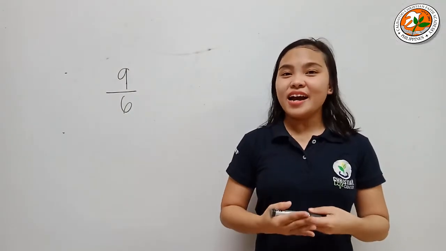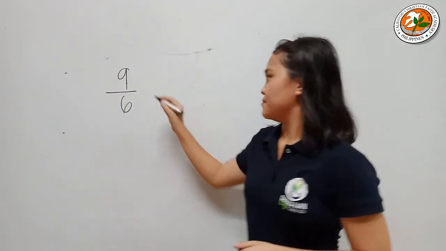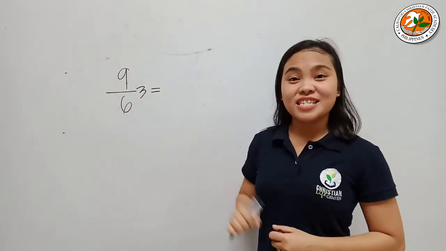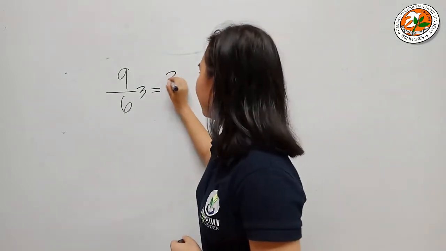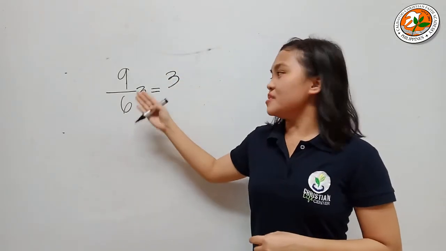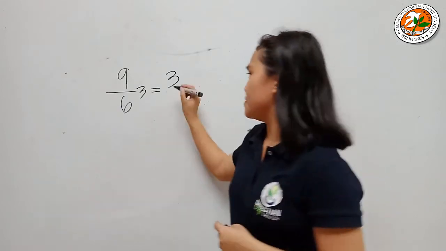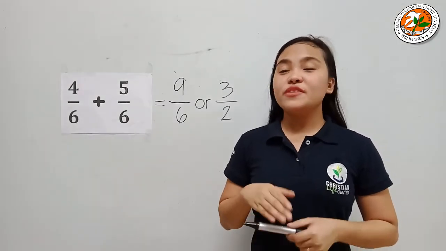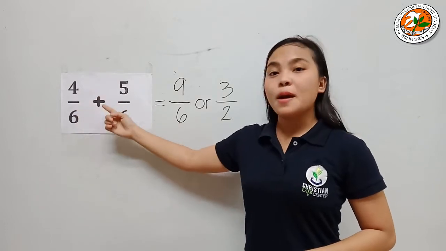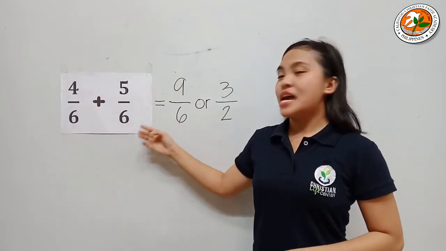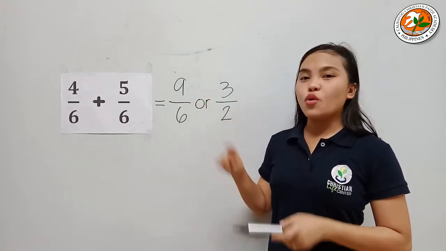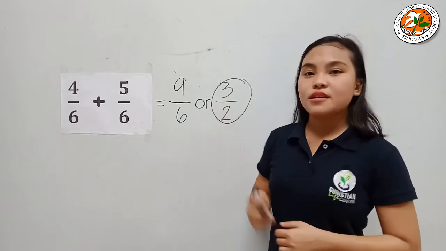Now let's divide 9 over 6 by 3. 9 divided by 3 is equal to 3. 6 divided by 3 is equal to 2. We have now here 3 over 2. Therefore, the sum of 4 over 6 plus 5 over 6 is equal to 9 over 6 or 3 over 2, which is the lowest term.